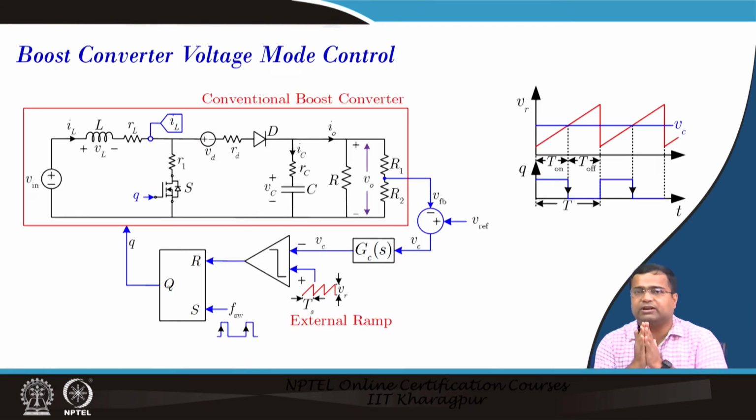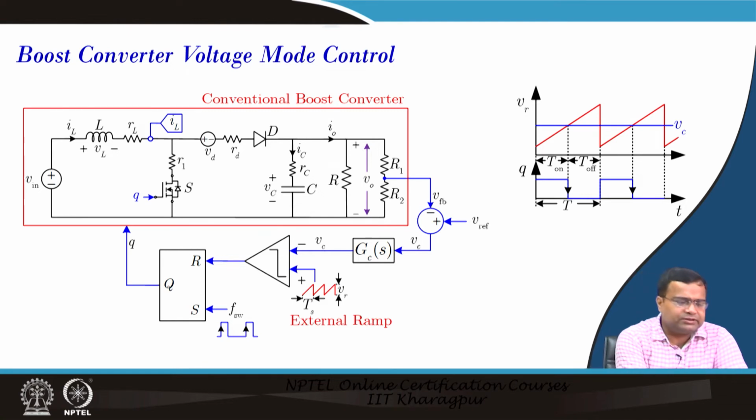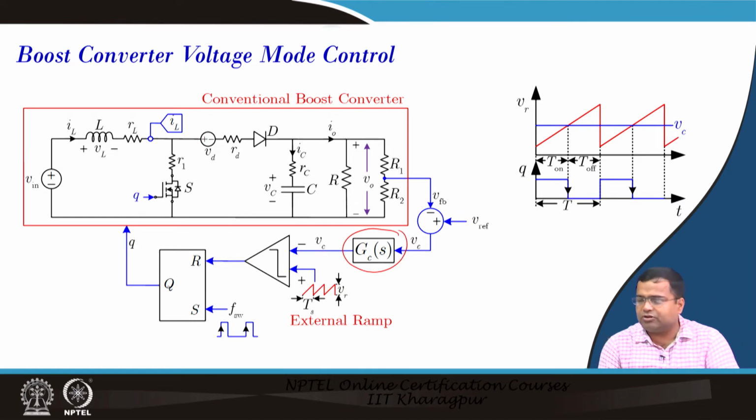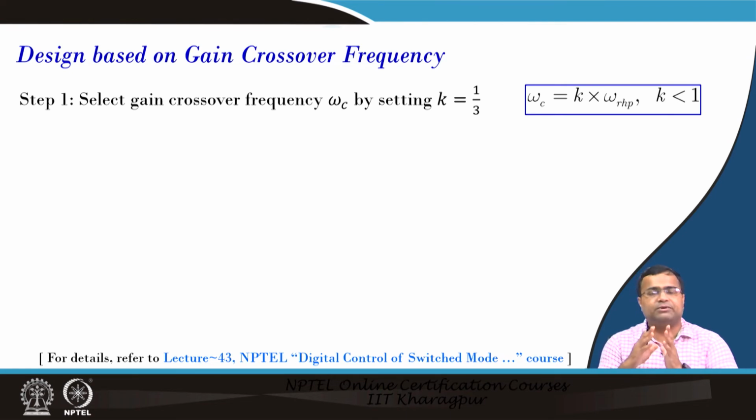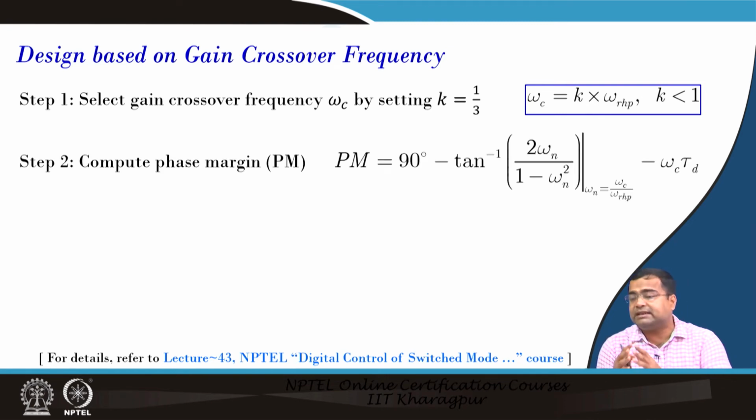Now, we are going to the boost converter voltage mode control, because this class is mainly to show MATLAB simulation. In this converter it is analog voltage mode control, so we have all the controllers in analog continuous time, and the design methodology we have discussed in lecture number 43, the summary of steps. Number 1, we select the crossover frequency by setting some fraction of the RHP zero. Then we compute the phase margin, that is, how much phase margin we want. So, for 0.3 times, what is the phase margin that we are getting?